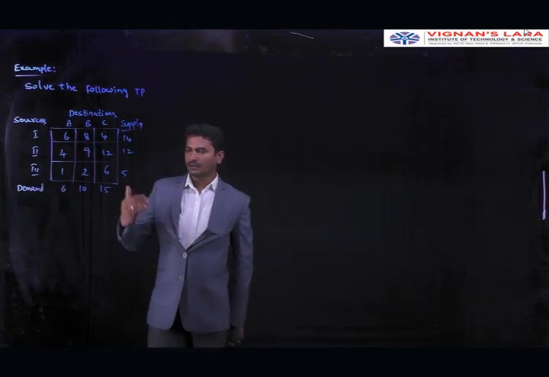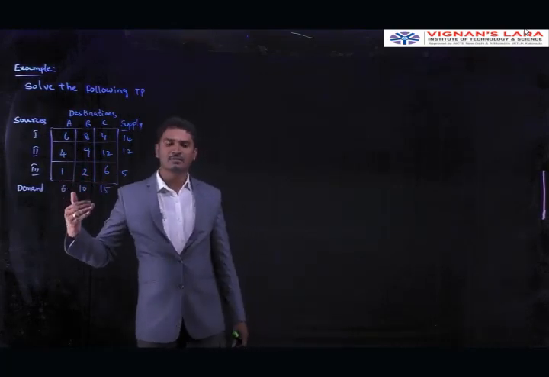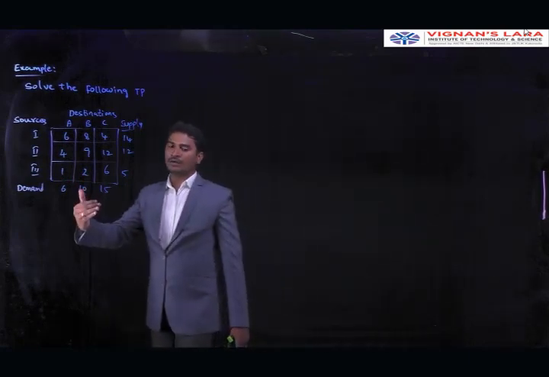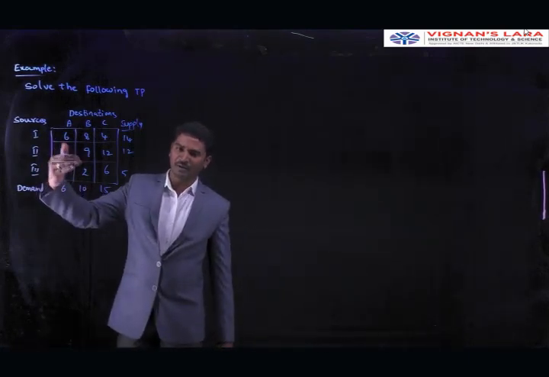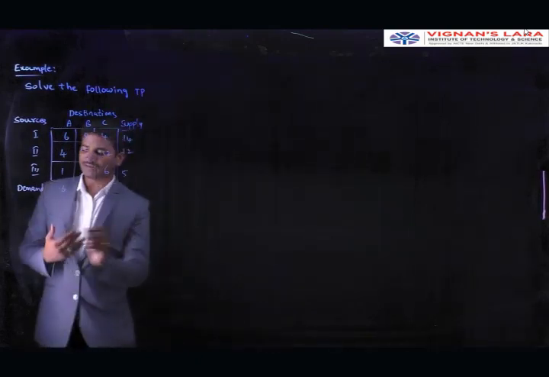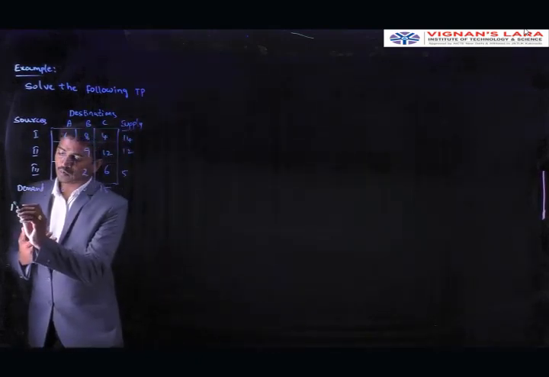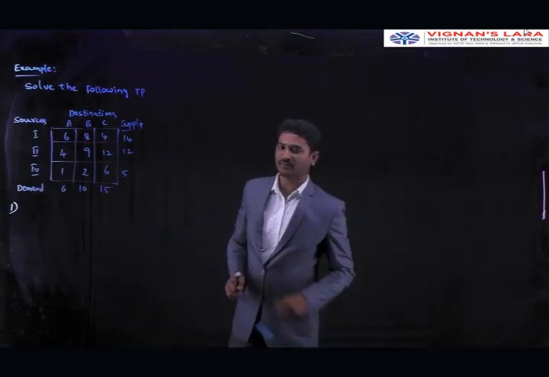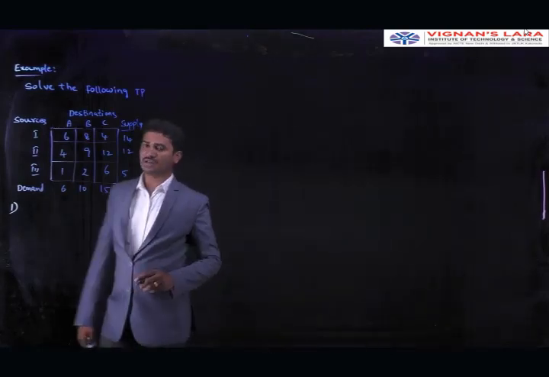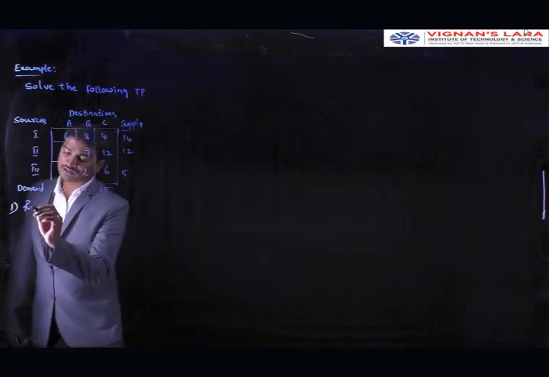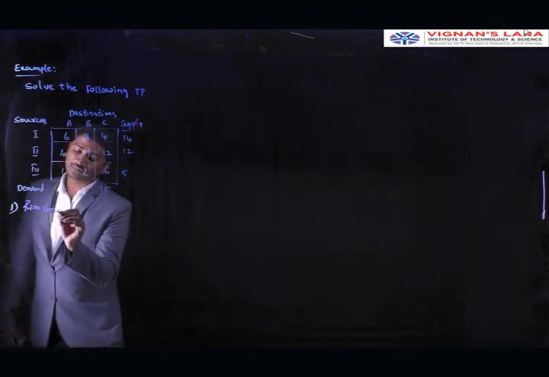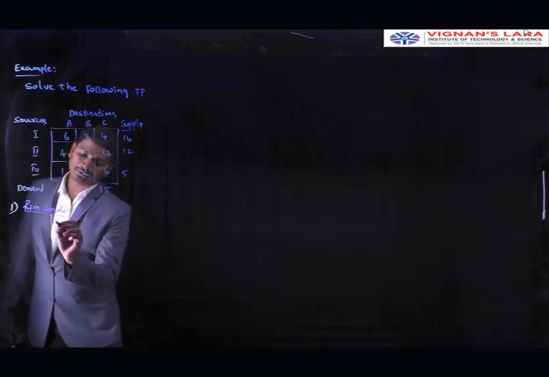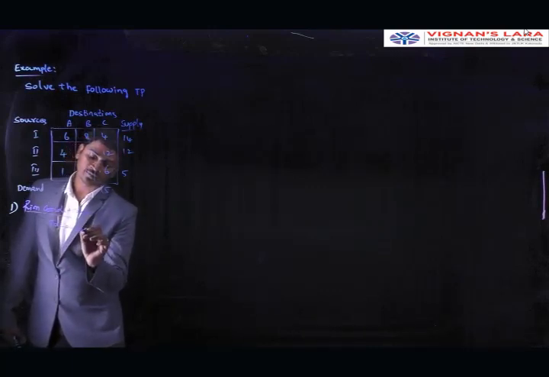So far we discussed the Modi method algorithm and steps. Now I am going to apply those steps to this problem. What is step 1? We have to check the rim condition, whether the problem is in rim condition or not. We check the rim condition with the help of total supply and total demand.